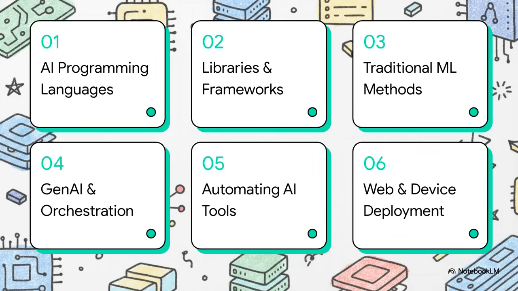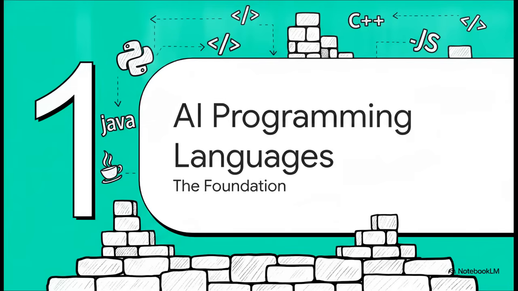Okay, let's dive into this roadmap. First, we'll hit core AI programming languages, then move into essential libraries and frameworks, and traditional machine learning methods. After that, the really exciting stuff: Gen AI and LLM orchestration, automating AI tool creation, and finally, web and on-device deployment. Starting off with Section 1, Core AI Programming Languages.